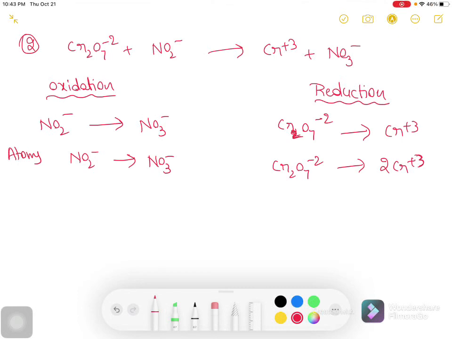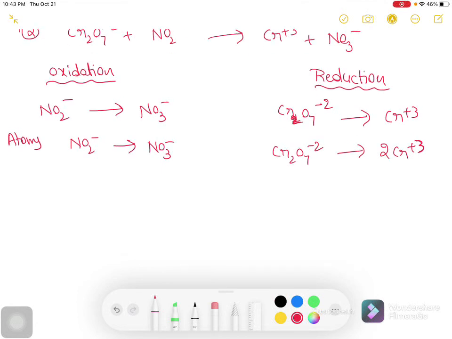After atoms balancing, immediately we have to go with oxygen balancing. Oxygens are balanced by using water. See, NO2 minus has 2 oxygens, NO3 minus has 3 oxygens. On the left side, 1 oxygen is less. So we can balance that oxygen by using water. 1 oxygen is less, so add 1 water molecule.